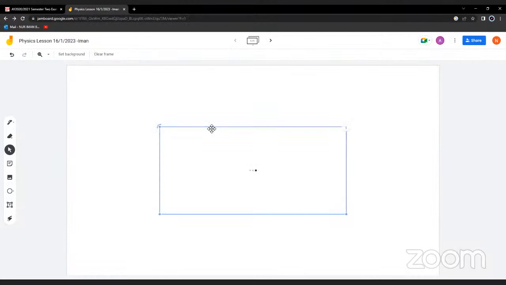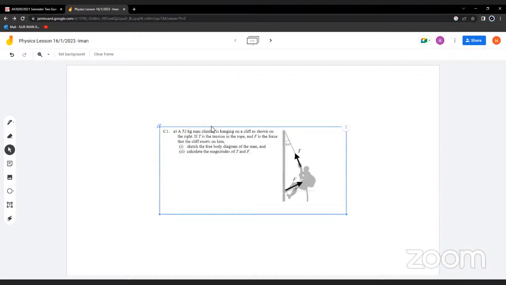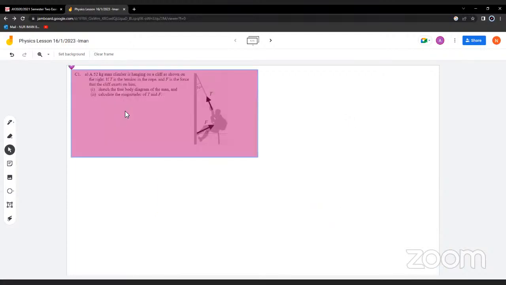Okay. So now we're going to interact using Jamboard. So no phones, no camera. Let's say I say, okay Iman, I'm going to move the picture. Then you don't move, so that we don't clash. Right? So I'm moving it. Make sense?